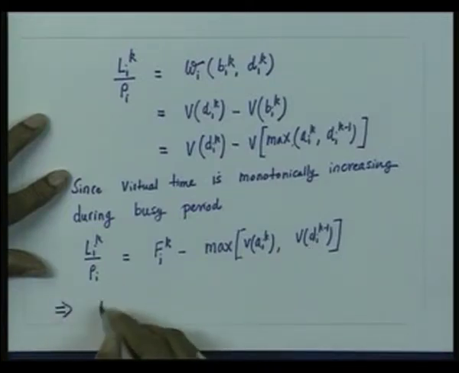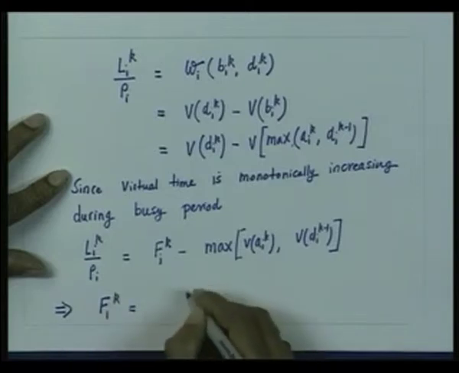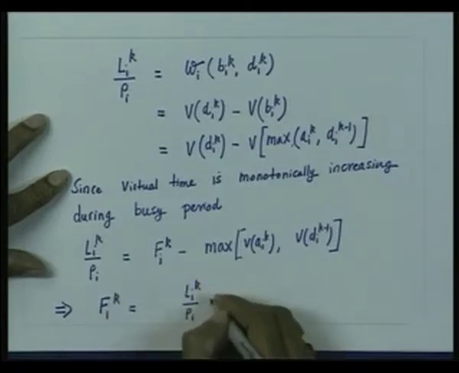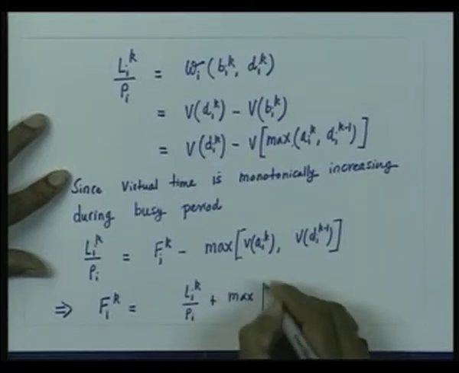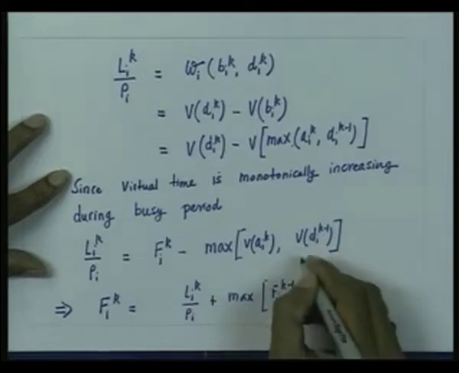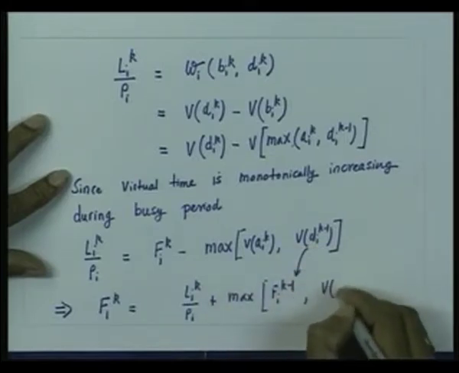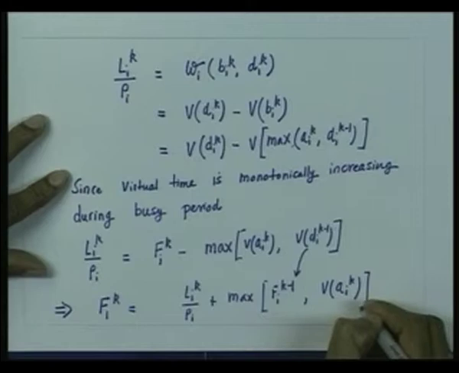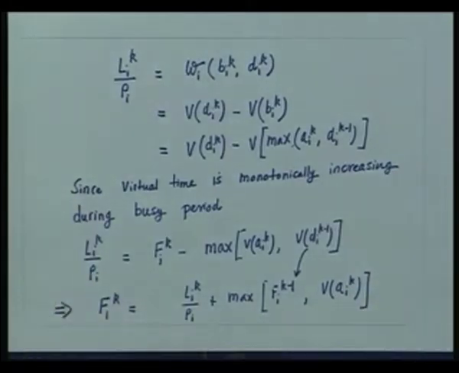So we get this recursive equation that F_i^k is equal to L_i^k upon rho plus max of F_i^(k-1), which is what this is, into V of A_i^k. Now what does it mean? It means that the virtual finish times of the packet can be computed recursively. This equation is easier because by definition the virtual finish time of a packet is the virtual time when the packet will depart in the fluid flow fair queuing.